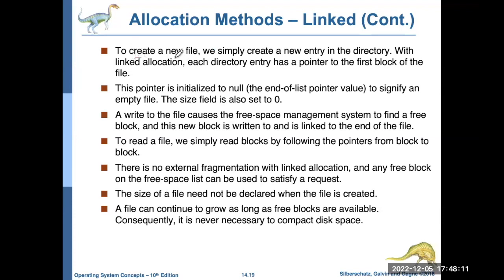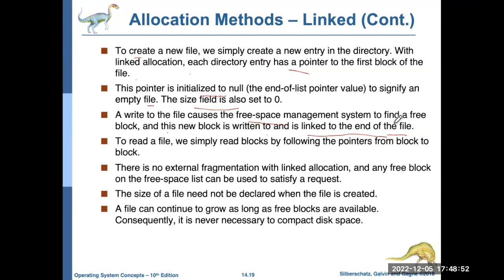So to create a new file, we simply create a new entry in the directory, and each directory entry has a pointer to the first block of the file. This pointer is initialized to null to signify an empty file. So initially it is pointing to null, and the size is 0. A write to the file causes the free space management system to find a free block, and this new block is written to and is linked to the end of the file. So whatever we initialized with null, we keep on adding to that particular file.